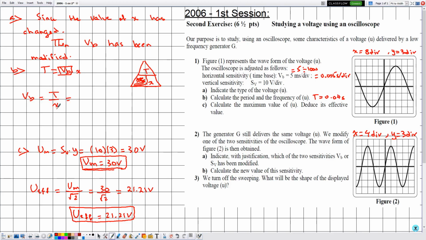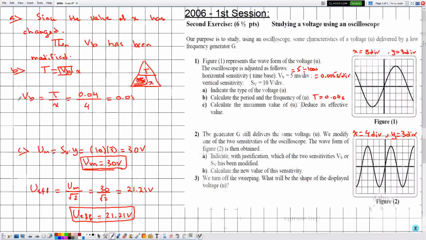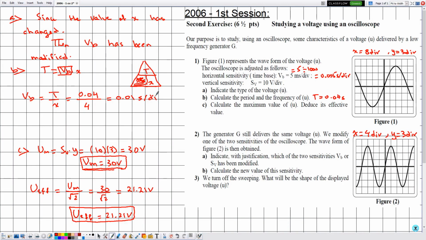Here X represents the number of divisions of figure 2 and not figure 1. Now, knowing that the period didn't change because we didn't change the settings of the generator G, which is given by 0.04, divided by the value of X, which is given by 4, plugging this on the calculator, it will give me 0.01. Since the period is in the SI and the value of X is in the SI, the value of VB will be in the SI, knowing that the SI unit of the time base is seconds per division and not milliseconds per division. So VB has been modified from 0.005 seconds per division to 0.01 seconds per division.